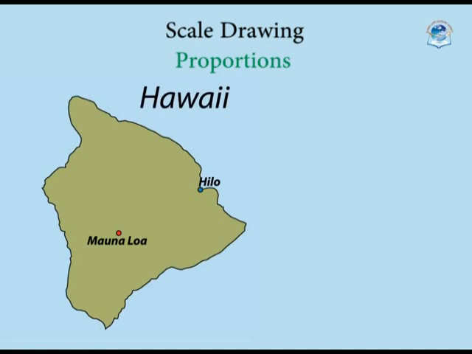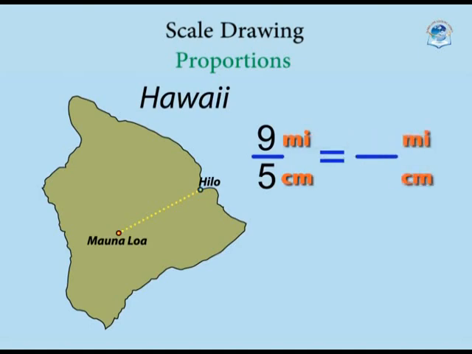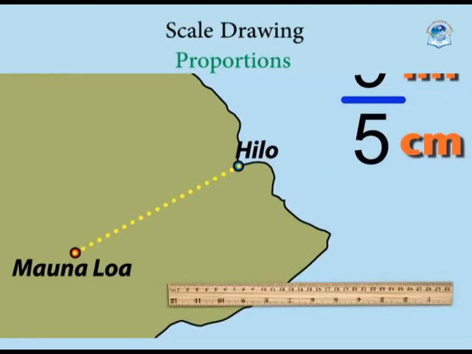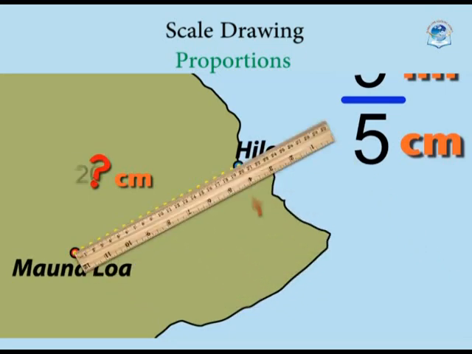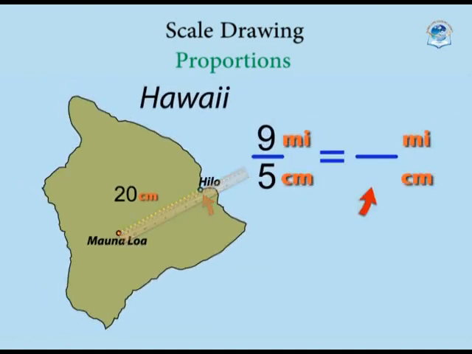Suppose we want to know how many miles it is from Mauna Loa to Hilo. We can set a proportion to work that out. The ratio that we already know is 9 miles over 5 centimeters. Now, we only need to set that equal to an equivalent ratio that has the unknown distance. Because we have the map, we can use a ruler to measure how many centimeters it is from Mauna Loa to Hilo. It looks to me like 20 centimeters. And so the bottom number of the equivalent ratio is 20 centimeters.